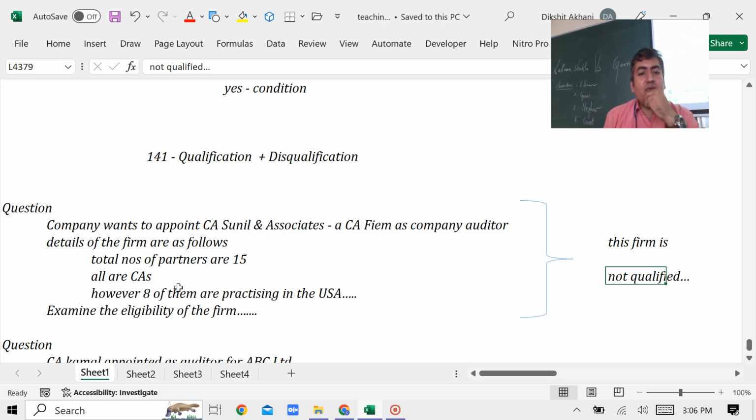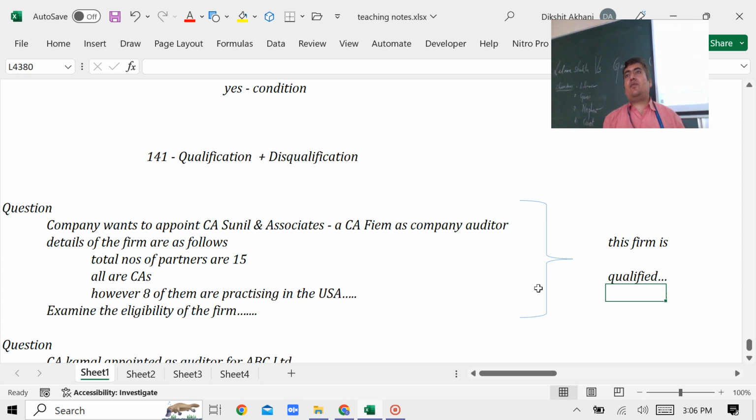Same answer. In fact, even if you see, if 15 is the total, in order to get majority, how many should be there? Minimum 8 should be there. Yes. So the answer is not qualified. It should be qualified. Yeah, it is qualified. Sorry, I was figuring the 20 in my mind. I forgot to see this 15. That was running in my mind. Is the point understood?